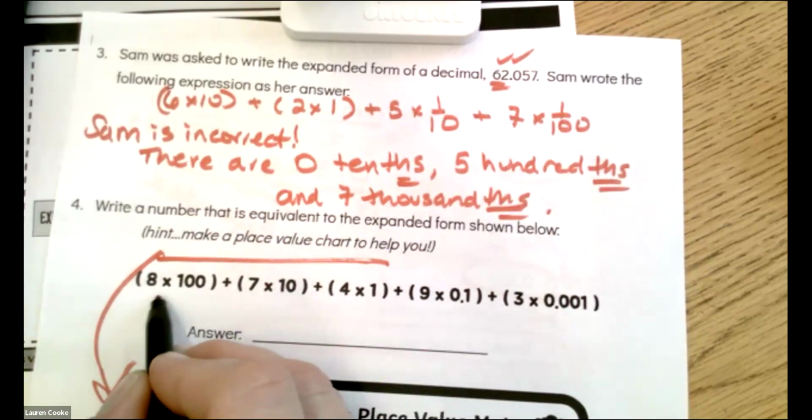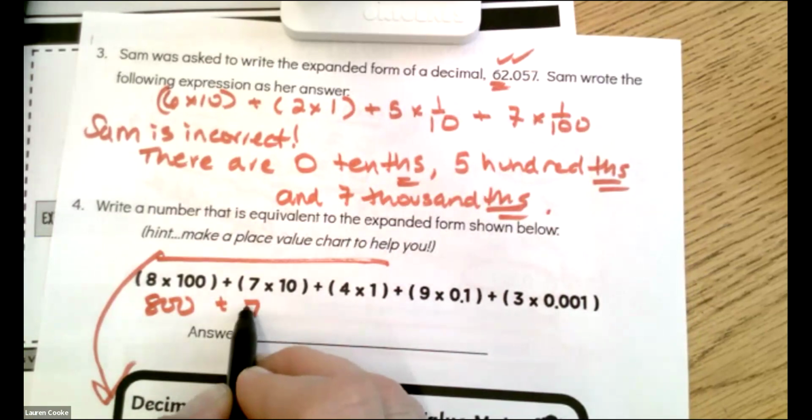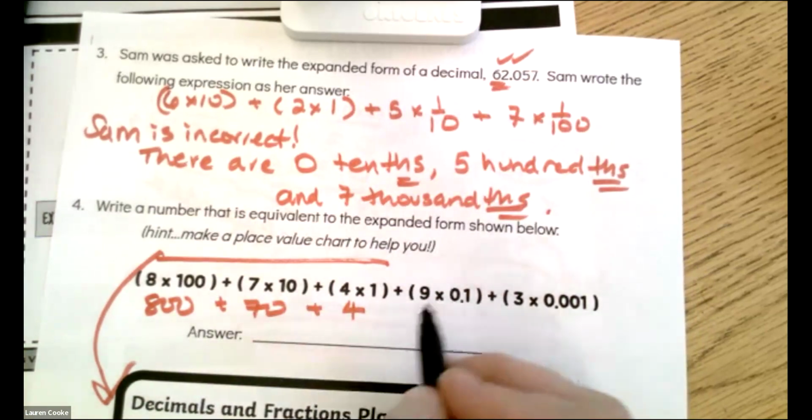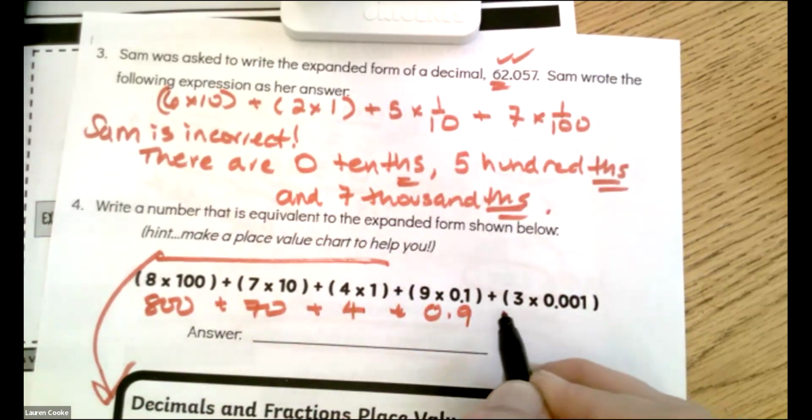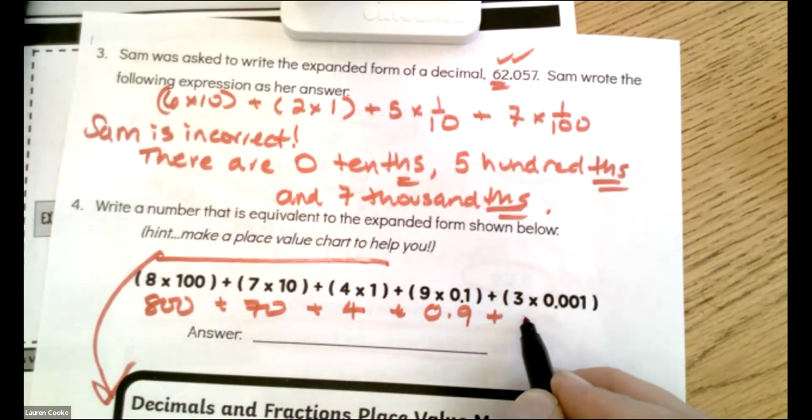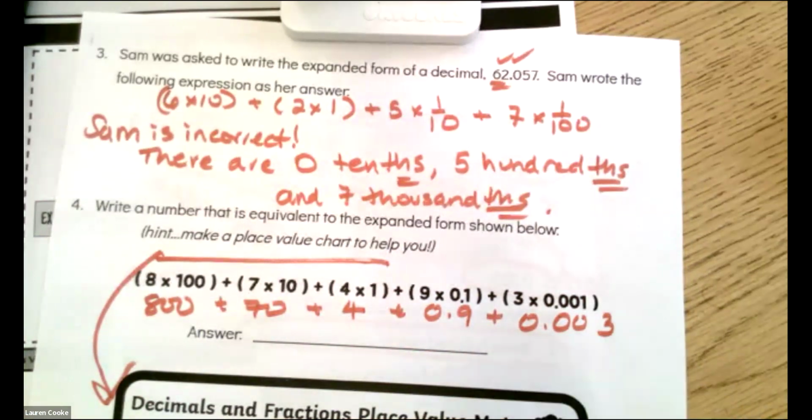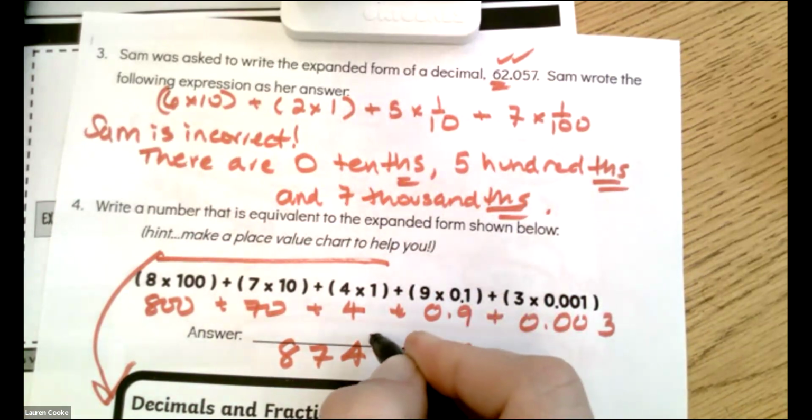We have 800, we have 70, and we have 4, and then we have 9 tenths. We do not have any hundredths, and then we have 3 thousandths. So it's 874.903. 874 and 903 thousandths.